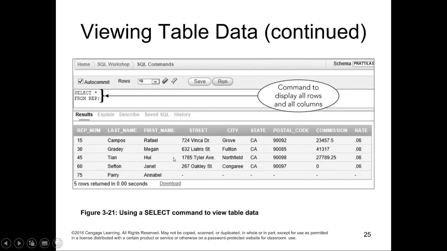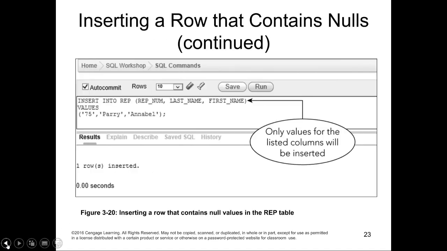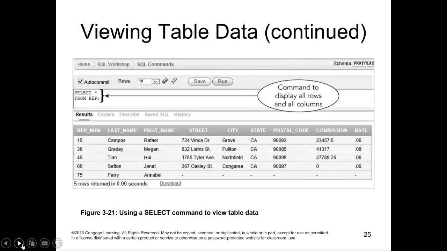So here we're doing a select star from rep. So essentially this is saying select everything from the rep table. And that's what it's done. These dashes, by the way, are considered nulls. And in fact, if we go back, this is where we inserted the 75 Perry Annabelle with no other data, and that's why these are nulls.